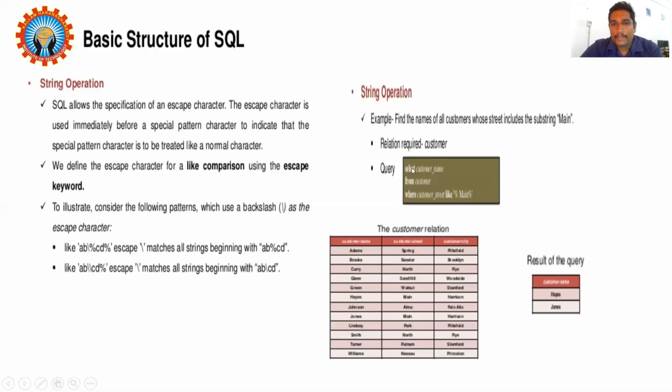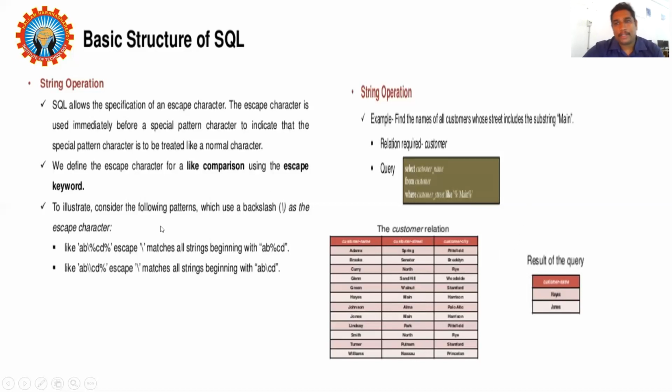Select customer name from customer, where the condition is customer street like percentage main. Percentage main means I will retrieve the substring of the customer street data. If there is any main available in a particular customer street, then we can retrieve that particular name. For example, one main is for Hayes and the next main is for Jones. So these are the two outputs of that query.